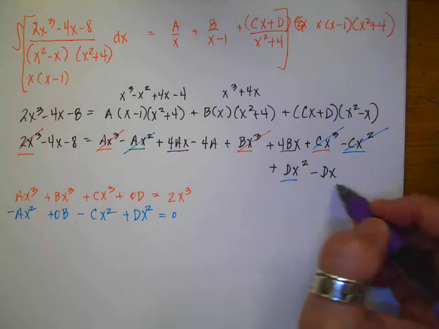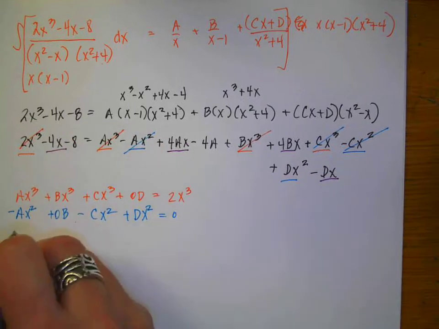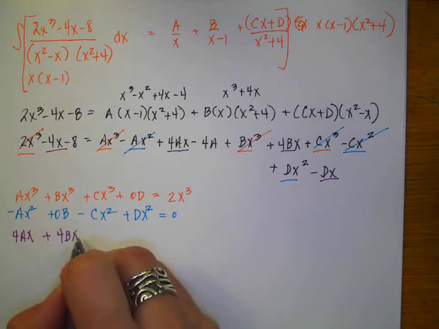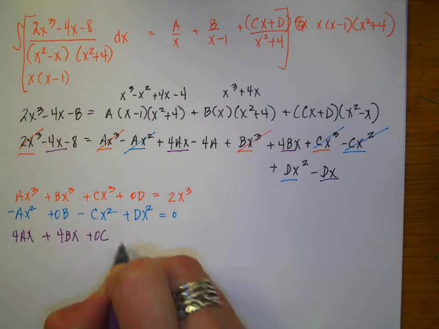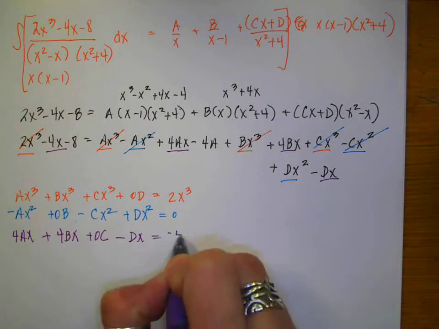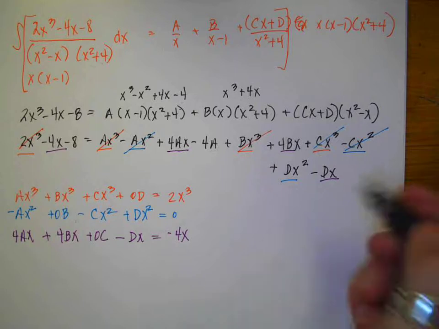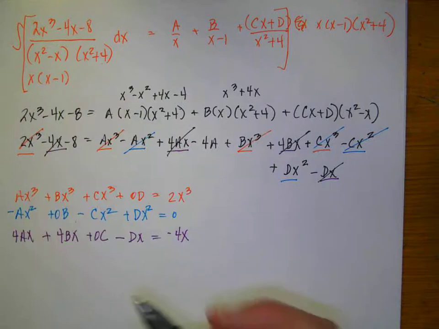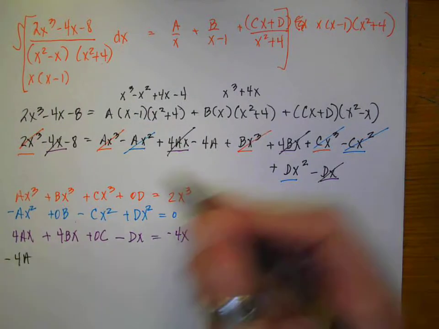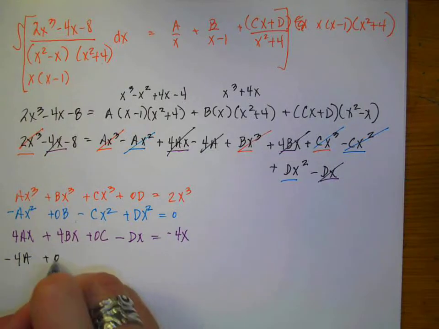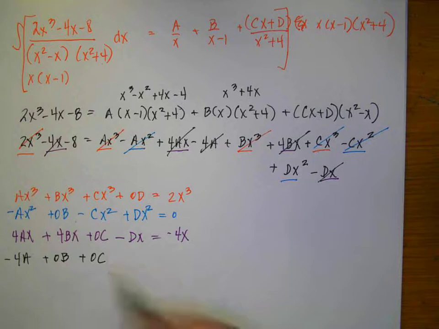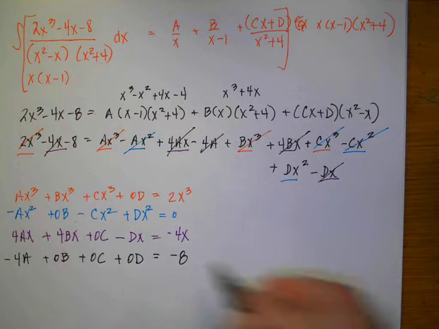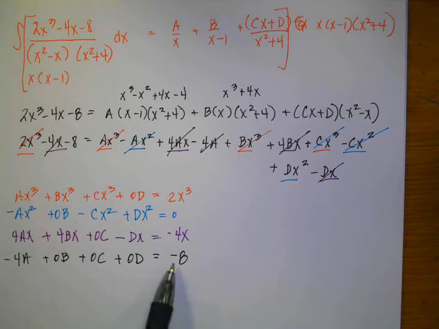Now I'm going to do my linear guys. That one, no c, there's a d, there's that one. So I do 4ax plus 4bx, there's a 0c, and then minus dx equals a negative 4x. And then my last ones are my constants. So I have a negative 4a, no b, no c, and no d. And then I have a negative 8.